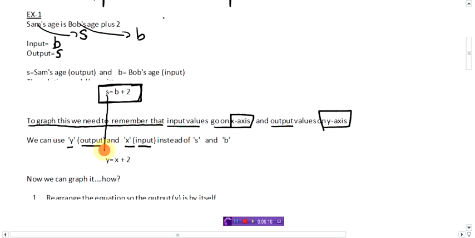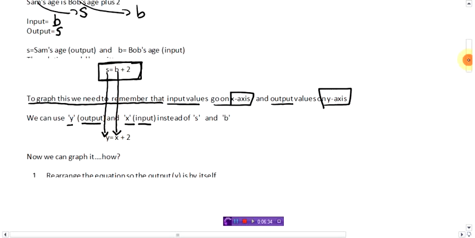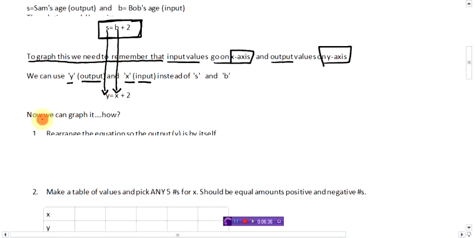The output, Sam's age, becomes Y, and the input, Bob's age, is X. It's always that way. So now we've taken this word equation and we've got it ready in terms of X's and Y's to do a graph. Okay, so now we can graph it, but how?